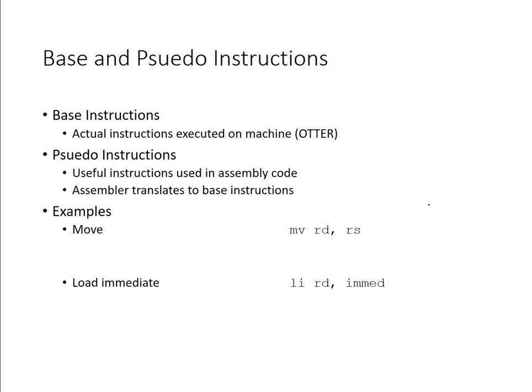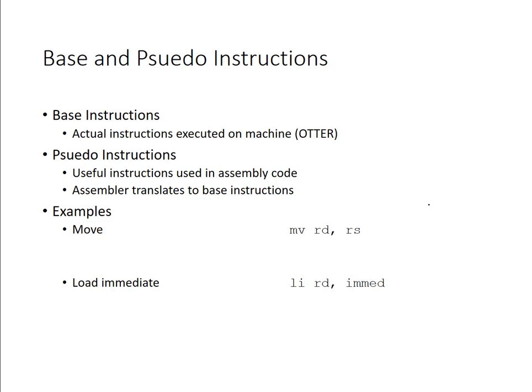So let's talk about pseudo instructions for a second. As I said, on our cheat sheet on that first page, we have about 30 or 31 base instructions. These are the actual instructions which our machine, the Otter, will execute. To make our life a little bit easier, we also have a set of pseudo instructions, and this is on the second page of our cheat sheets. While not being actual instructions, the assembler will take care of translating these into base instructions for the machine. An example of a pseudo instruction is move, shown here.